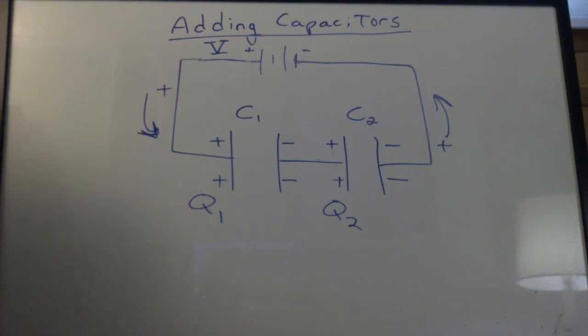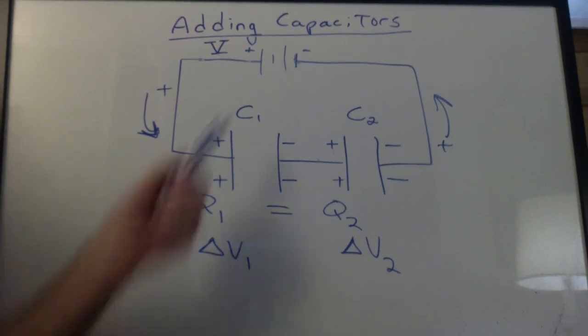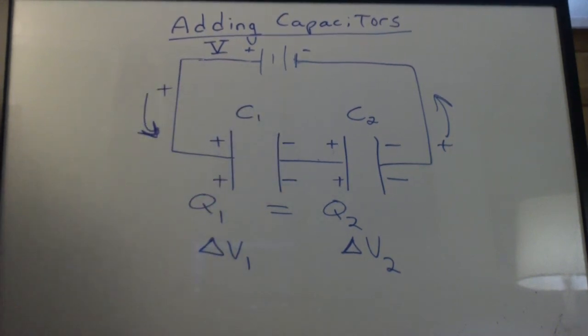So now, instead of saying that the voltages across each capacitor are the same, we're going to say that the charges on each capacitor are the same. Q1 equals Q2. But what about the voltages? The voltage drop across capacitor 1 and then the voltage drop across capacitor 2 will have to add up to be equal to the voltage gain of the battery.